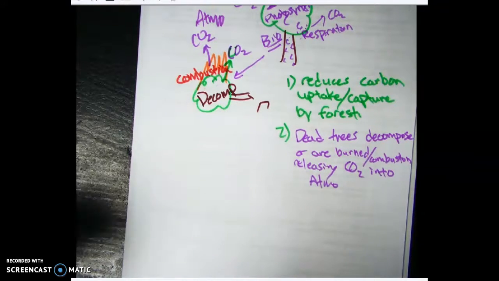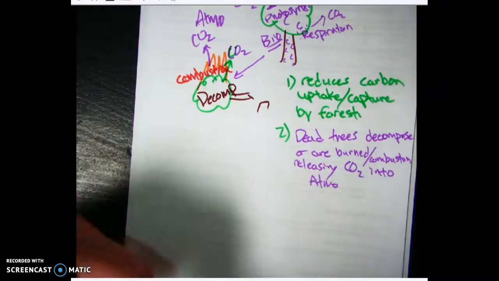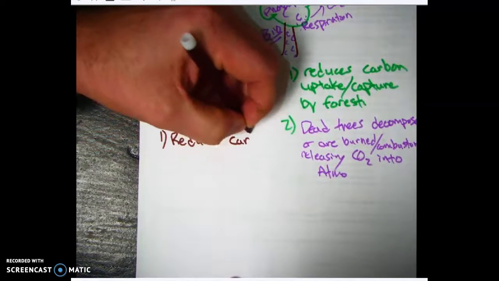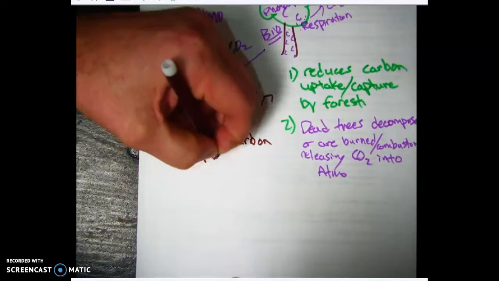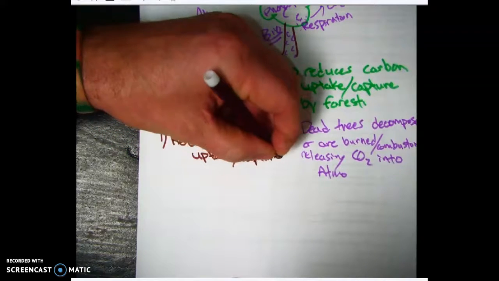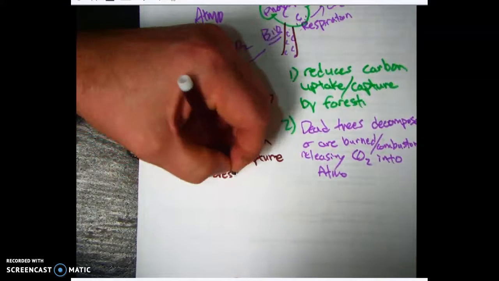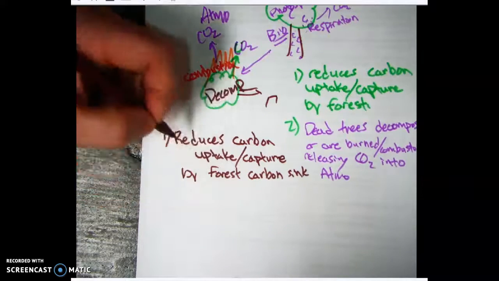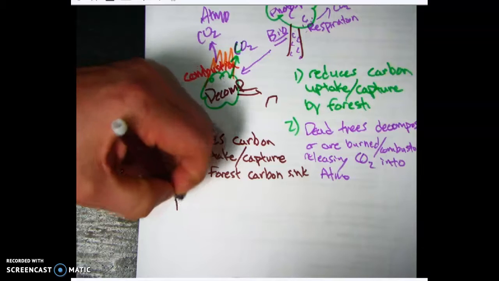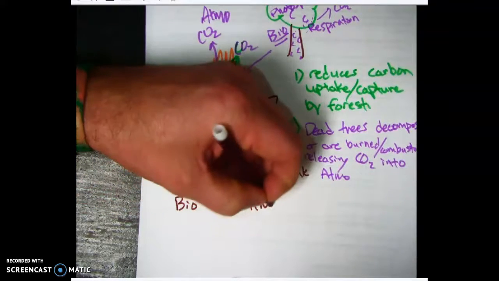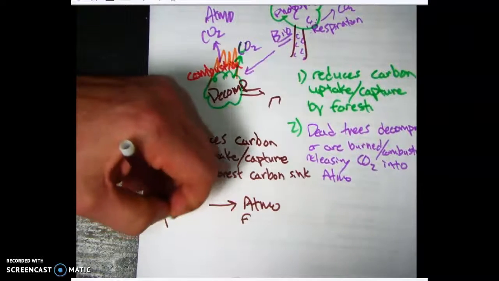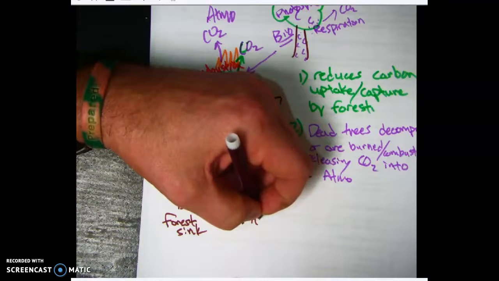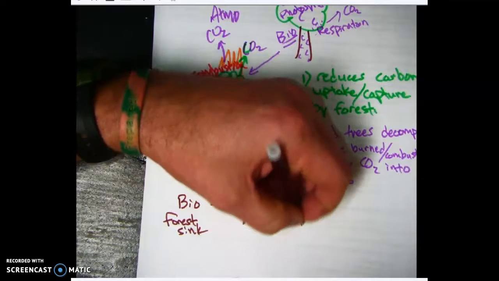So that takes care of how this is going to affect the carbon cycle. Well, we do need to make sure we understand that the first thing that happens is it reduces carbon uptake or capture by the forest carbon sink, and it's going to release it into the atmosphere. So we're going bio to atmo, carbon sinks, which was the forest sink, now is going into the atmo sink, which is the air. Okay.